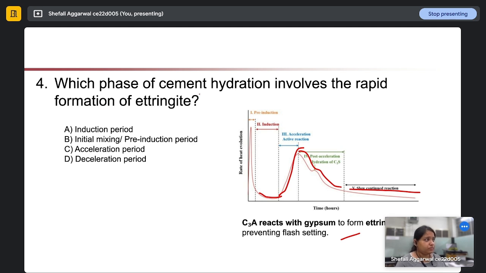So when is ettringite forming? Whenever C3A reacts with gypsum, ettringite will form. Whenever we add cement to water, the first compound which reacts with water is C3A. So ettringite forms in the pre-induction period, or the initial mixing period.